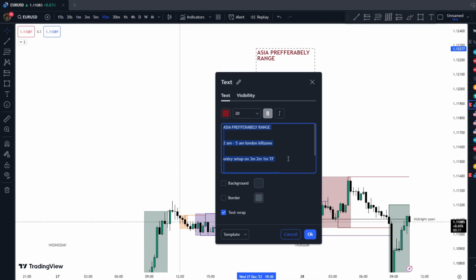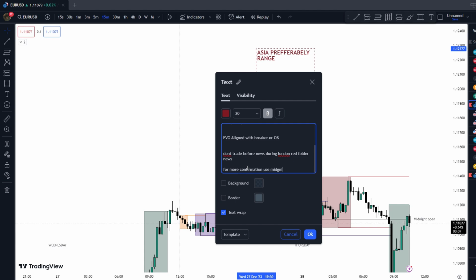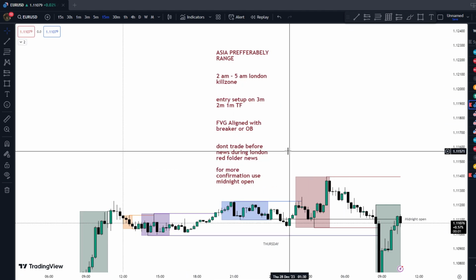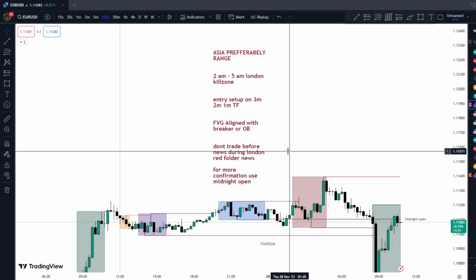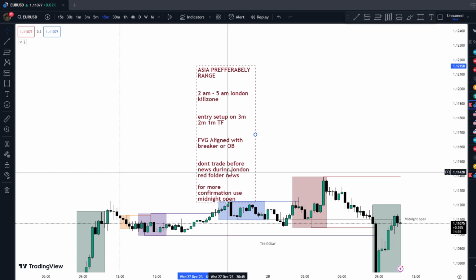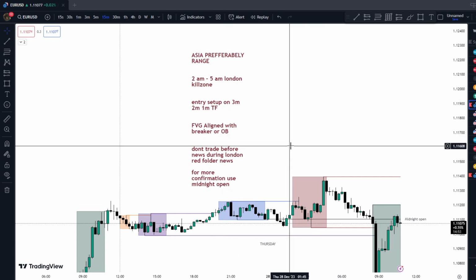And for more, I forgot this. For more confirmation, use the midnight open. So you guys can screenshot this or remember. I recommend screenshotting this or making a plan like this for yourself.